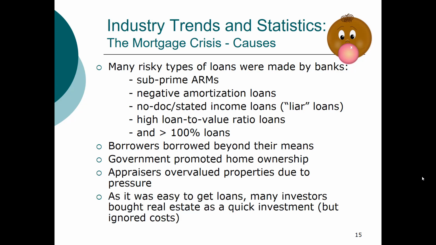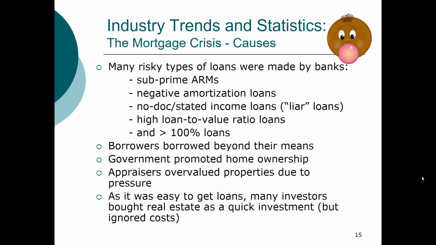As it was easy to get loans, many investors bought real estate as a quick investment but ignored the costs of holding real estate. This was particularly true for properties before their construction started. If a buyer commits to buying a property pre-construction, the buyer typically has to put down about 10% of the property value to secure the property. However, at the time of the closing, the remaining 90% and the carrying costs have to be paid. Carrying costs include taxes, insurance, and utilities. Paying those funds is not a problem for the investor as long as the property can be quickly flipped before or right after the closing.